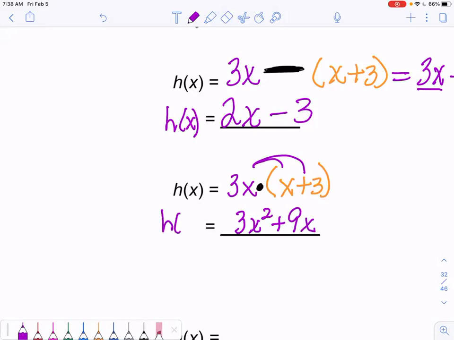So our new function, 3x squared plus 9x. You can see one function in front, the second function in parentheses being multiplied. Distribute it through, and you create a new h of x function.